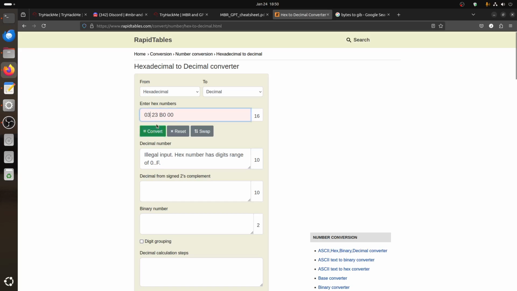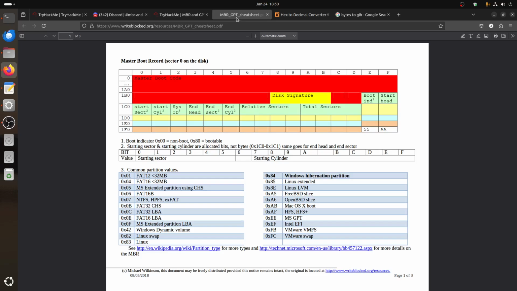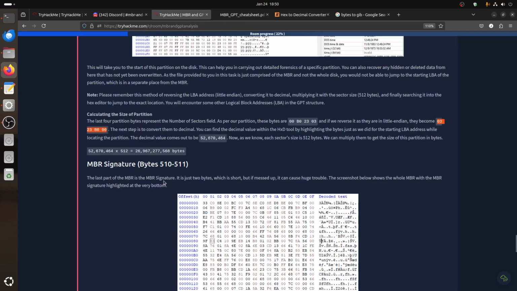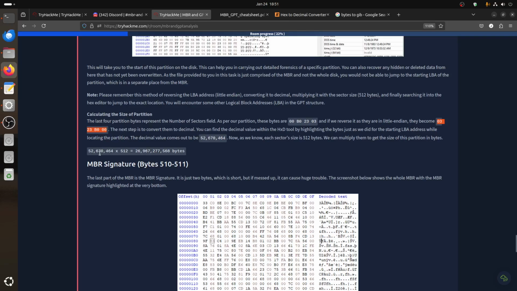Which gives me 52670,460. Then multiply it by 464. We're getting the same address, 670, so 670. Then multiply it with the sector size and we get this number of bytes.